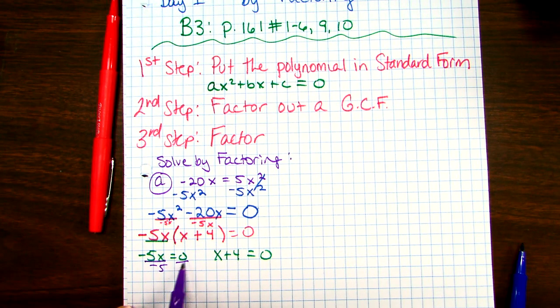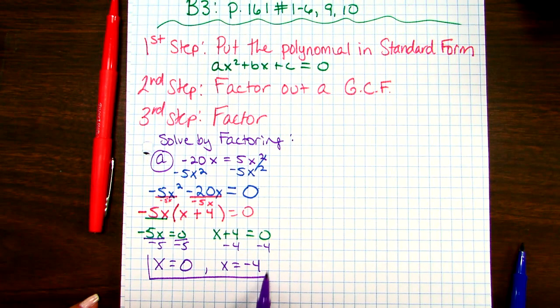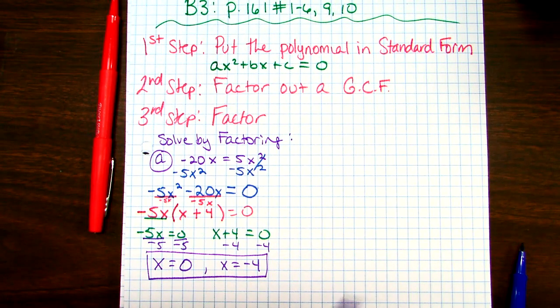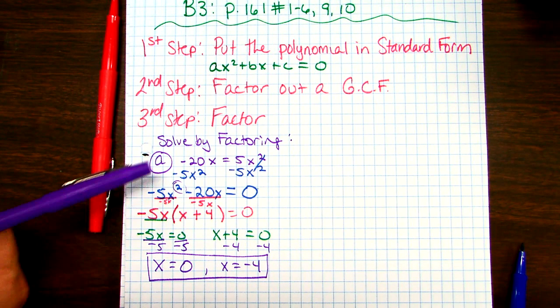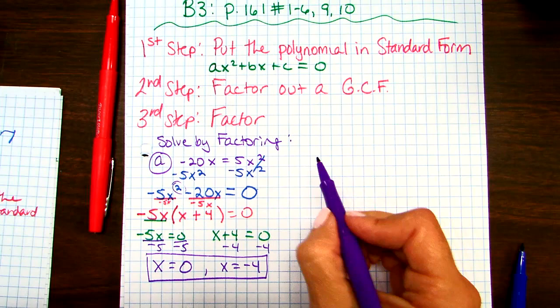Divide by negative 5, x equals 0. X is negative 4. Those are the two solutions. Because if you're a quadratic, which this is, that has an exponent of 2, you're going to have two solutions. And there they are, 0 and negative 4. So if I plug a 0 into the original equation, it would make both sides the same. If I plugged a negative 4 into the original equation, the left side would equal the right side. Okay, so that's the only extra step. Let's do another one.